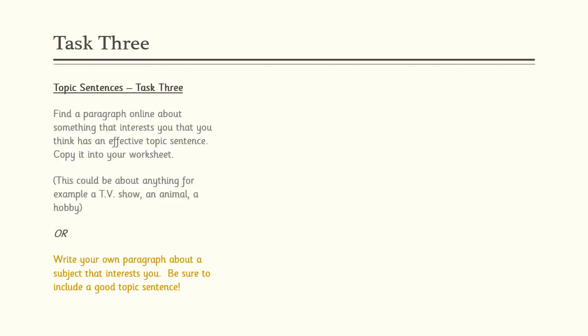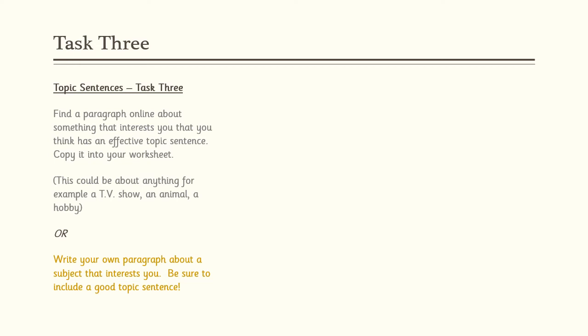So for silver, what you've got to do is find a paragraph online about something that interests you. It could be absolutely anything, a TV show, an animal, a hobby, a movie, doesn't matter. But you need to find an article or a paragraph that you think has an effective topic sentence. Then copy it into your worksheet and try to include a link to the place where you got it from.